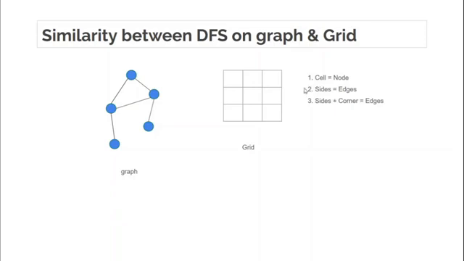So sometimes they tell you that sides are equal to edges. That means two cells are said to be connected if they share a common side. And in some problem statements you will find that they tell you two cells are said to be connected if either they share a side or share a corner. So these two important things are to be considered before we start DFS on grid. A cell in a grid is considered to be a node, and an edge is either a side or a corner.